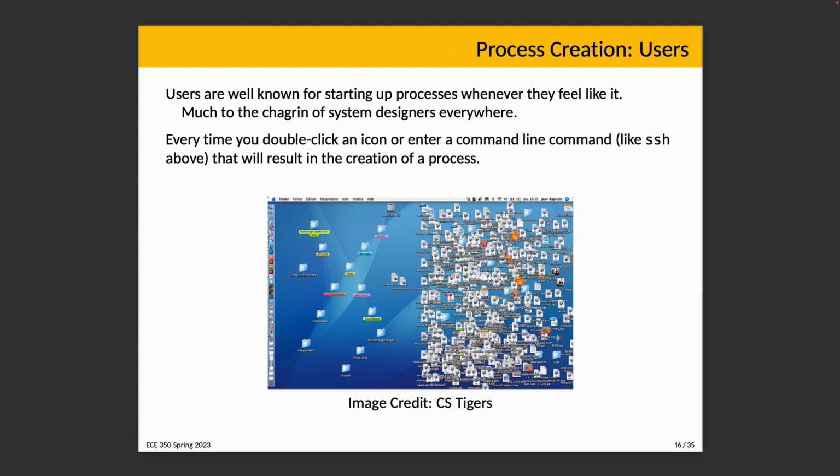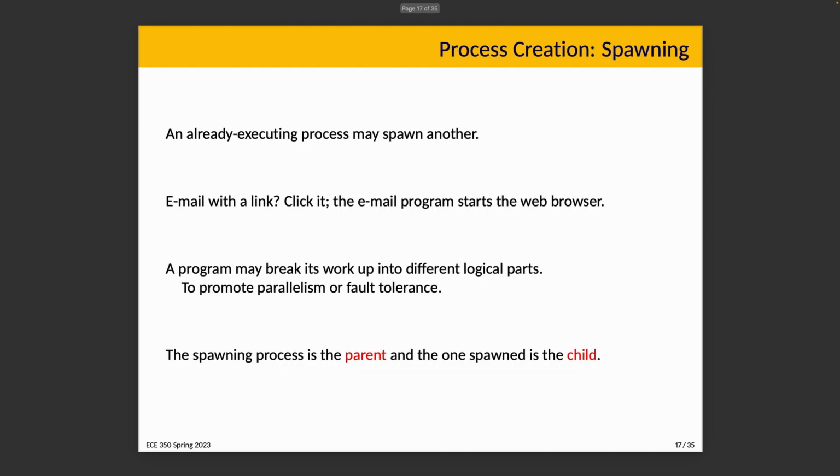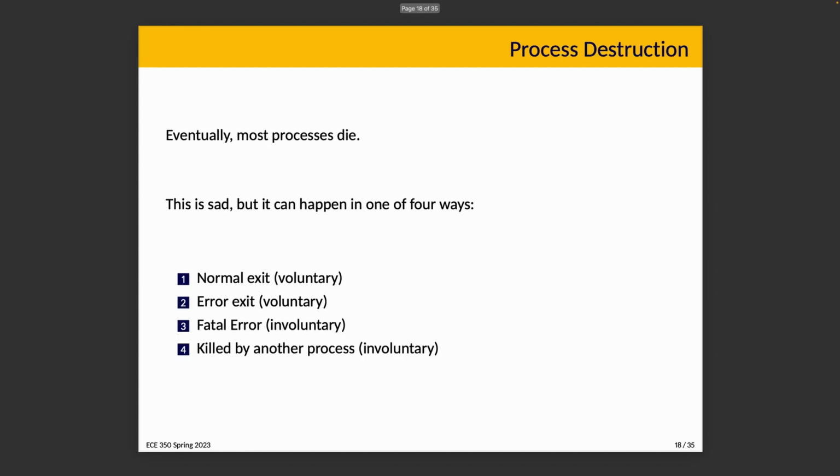Right, whenever you click an icon, you can create a process. This image still bothers me, but yeah, eventually most processes will die, and we also discussed that this could happen in one of several ways. There's normal exit, which is voluntary, error exit, which is voluntary, fatal error, involuntary, and killed by another process, involuntary. And we've covered, I think, to a great extent, all of those things.